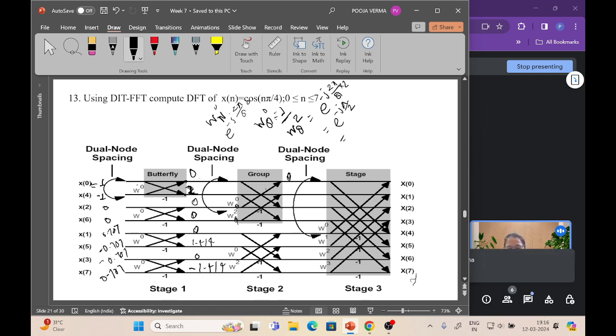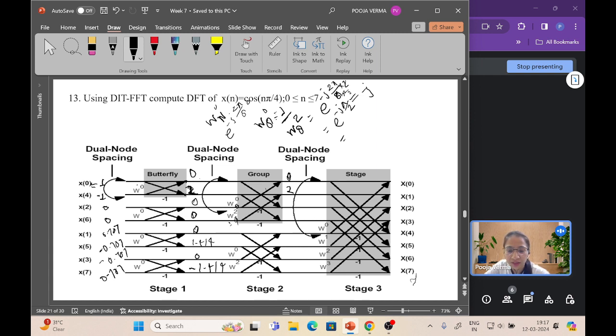What is the value of e to the power minus j pi by 2? I think 1 will be there. Okay, compute e to the power minus j pi by 2. What will be the value of that? Minus j, right? Okay, then this is equal to minus j, and here it is 0. So 0 times minus j is 0, so 2. Here 2 is coming, 2.